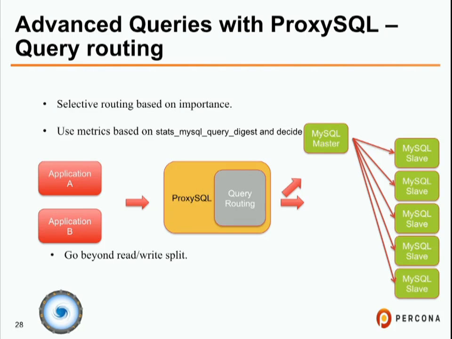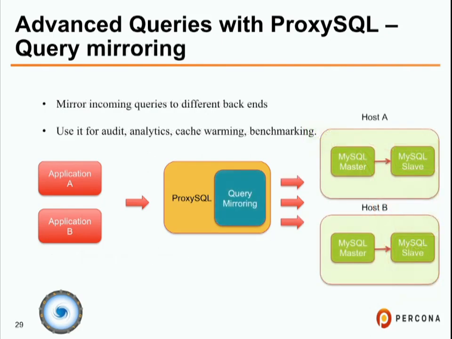Query routing, I will skip this part because I briefly already spoke about it, about read-write split. And query mirroring. This is another very interesting feature. We have only 1 minute left, so what you can do is tell the proxy that all the traffic passing through it, or some very specific type of traffic, because again you can configure exactly what you want to select and mirror, you can mirror all the original traffic or part of it somewhere else.